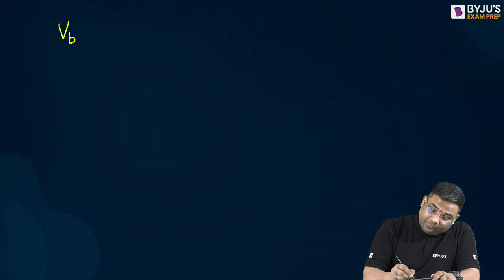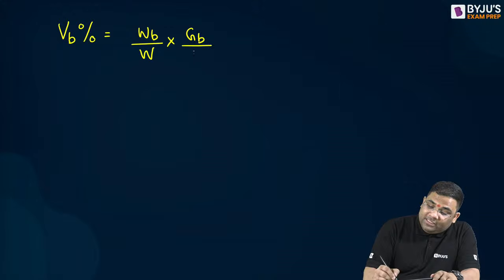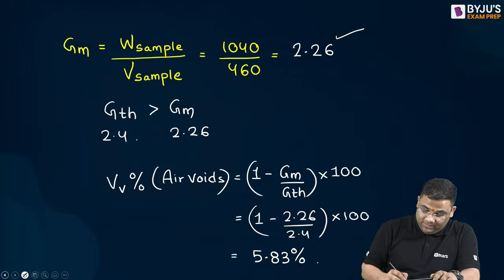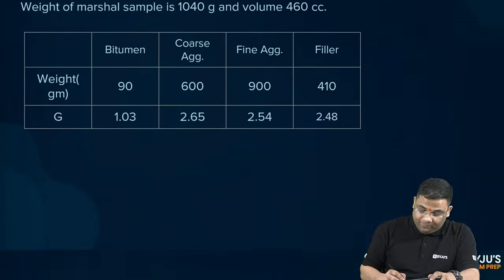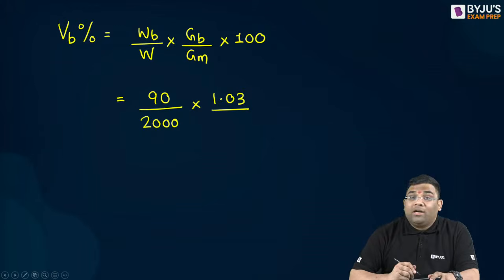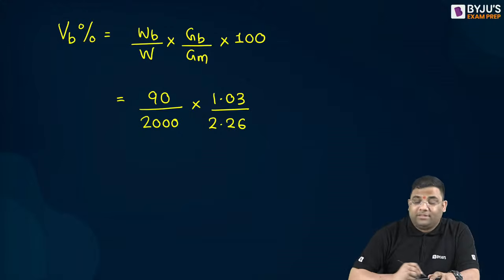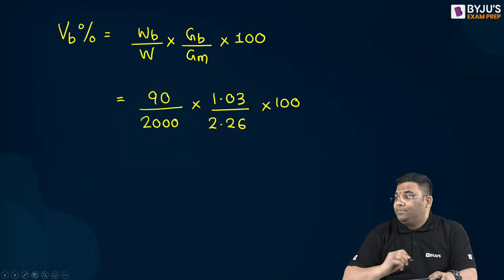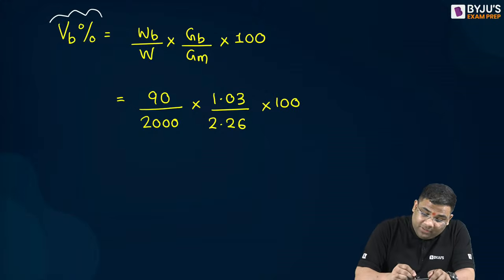Then VB. Now VB percentage was what? The volume of bitumen, sorry, the weight of bitumen by total weight into G of mix by G of bitumen into 100. Now what was the weight of bitumen? It was 90. Total weight, adding all of them, 2000. And GB, the specific gravity of bitumen, was 1.03. And for the mix we got 2.26. So what is the percentage bitumen? Please answer in the comment section.